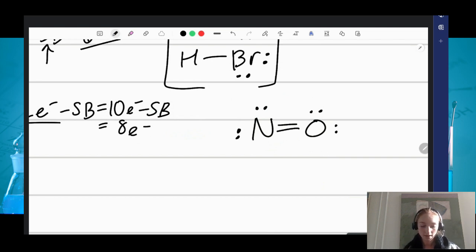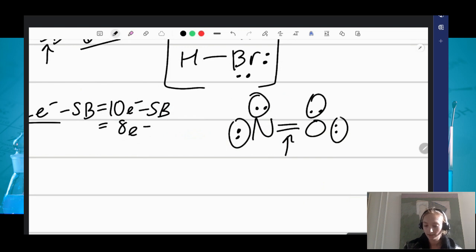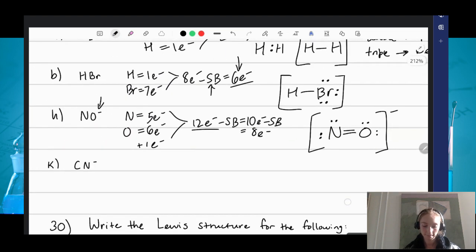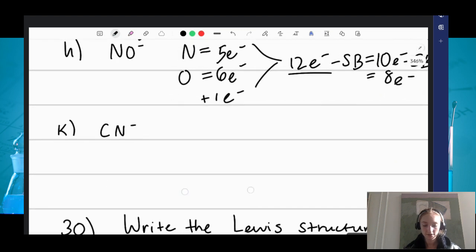Because of the calculations that we did, we have 2 single bonds or 1 double bond. So we'll have 1 double bond, and then we'll have 8 valence electrons added to our Lewis structure. So we have the nitrogen, we have the oxygen, we have the double bond here, and we have 2, 4, 6, 8 valence electrons. So this is satisfied with our calculations, and don't forget the charge outside of the brackets since this is NO minus. Awesome, so let's move on to the next one.